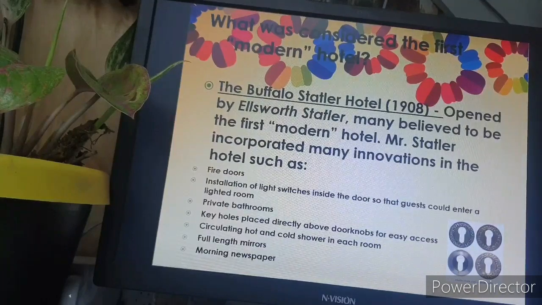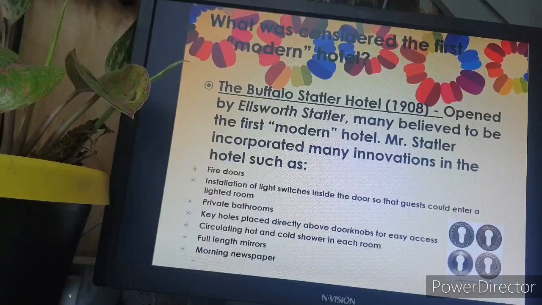So if we are talking about modern, we're talking about innovation. Okay, new, right? So Mr. Statler incorporated many innovations in the hotels such as fire doors. Okay, so it is very important nowadays. We are now using a fire exit door. It is very important for us to know the safety and the security of our guests. Not only the guests, of course, the employees. Next, installation of light switches inside the door so that the guests could enter a lighted room. Of course, the switch on and the switch off.